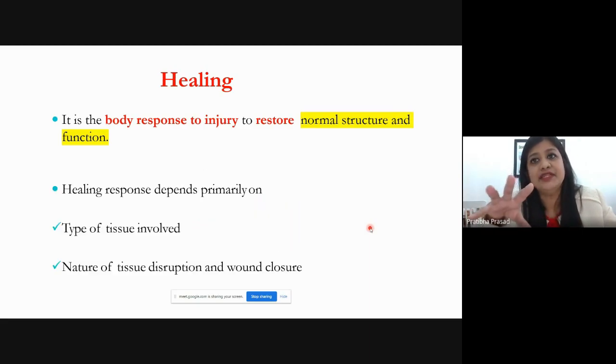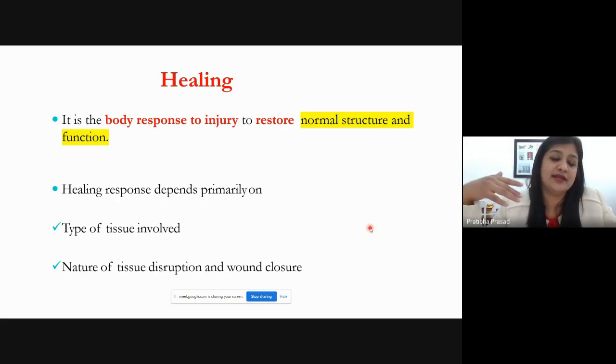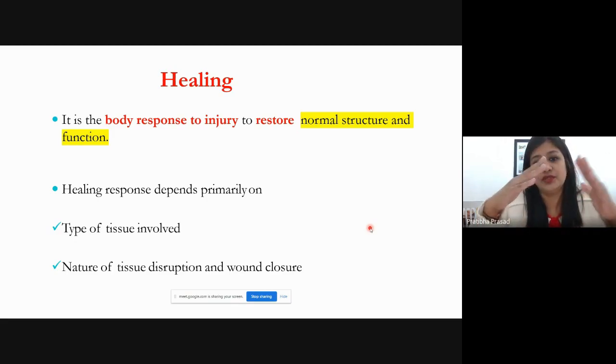This healing primarily depends upon two things. One is the type of tissue involved. You'll have to go back to the types of tissues: stable cells, labile cells, permanent cells. Based on these types of cells, whether they can undergo regeneration or repair, the healing occurs. And the second is the tissue disruption and the wound closure. This is the basis of the classification of the types of wound healing, based on how the wound was closed and the amount or type of tissue disruption.